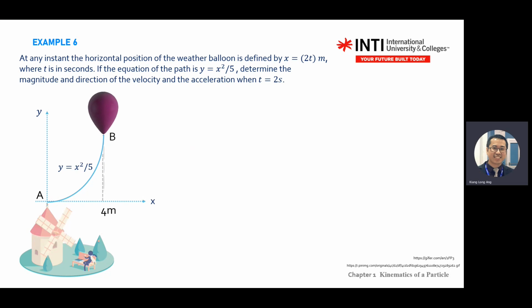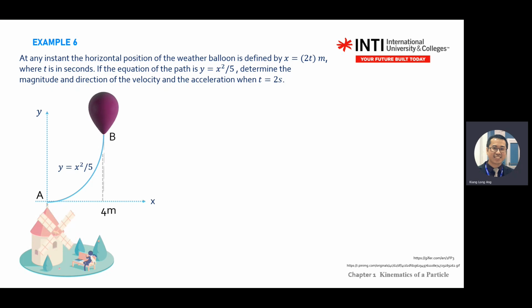Okay, now let's look at the question. It tells you that there's a weather balloon defined by x equal to 2t meters. Means x changes with time, but initial position is 4. So next, you need to use the linear equation x equal to 2t, t in seconds, and if the equation of the path is y equal to x squared divided by 5, determine the magnitude and direction of the velocity and acceleration when t equal to 2 seconds.